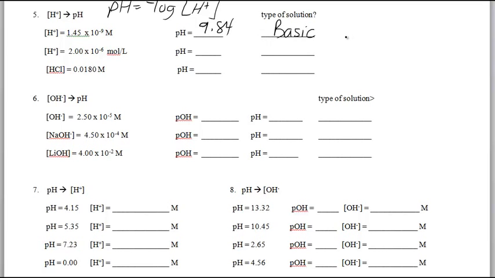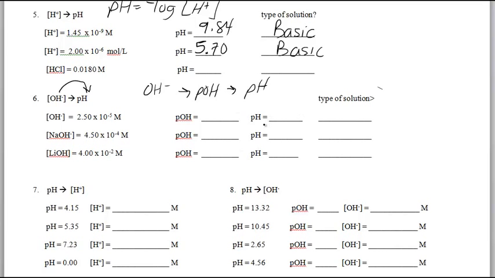Okay, hydrogen, same thing. Plug this into your calculator. What do I get? 5.70. That pH is a basic solution. Okay, let's go down on here and look at what happens. OH to pH. Can I do that directly? No. I have to go in two steps. OH, go to pOH, then you can go to pH. Okay, I've stepped it out here.